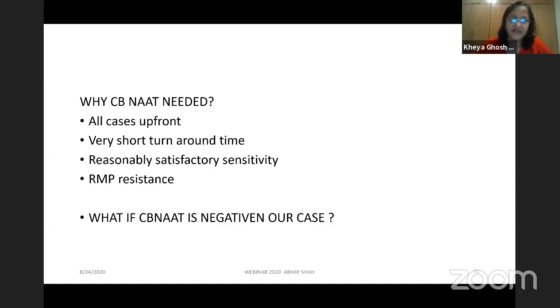And you can get the result very quickly. And moreover, very, very important, you get a clue to the drug resistance. So if you get a rifampicin resistance, which is not possible by any other method, you get a clue to the rifampicin resistance.